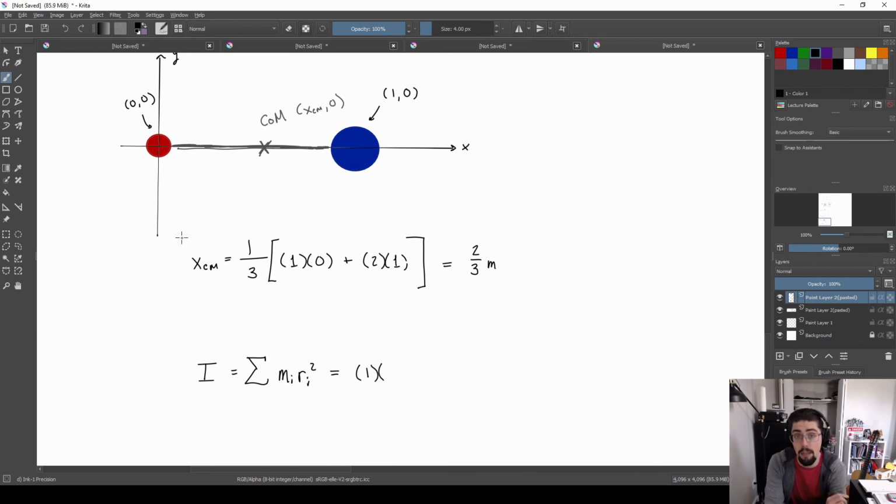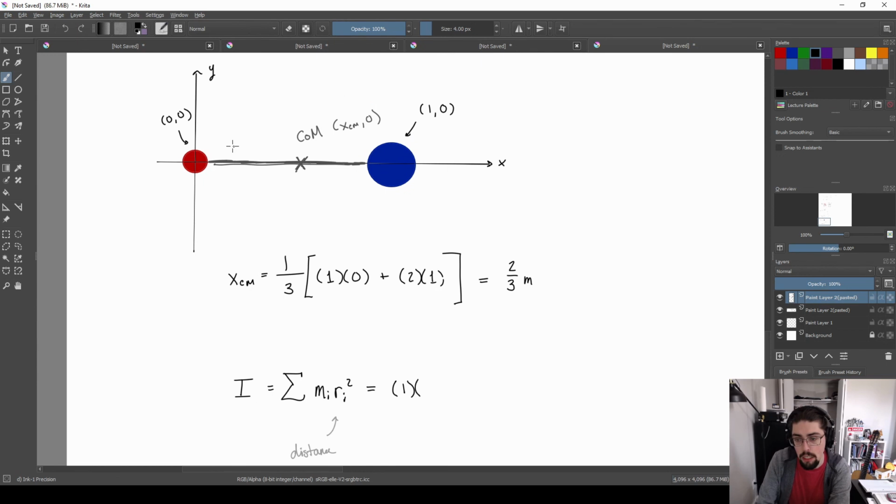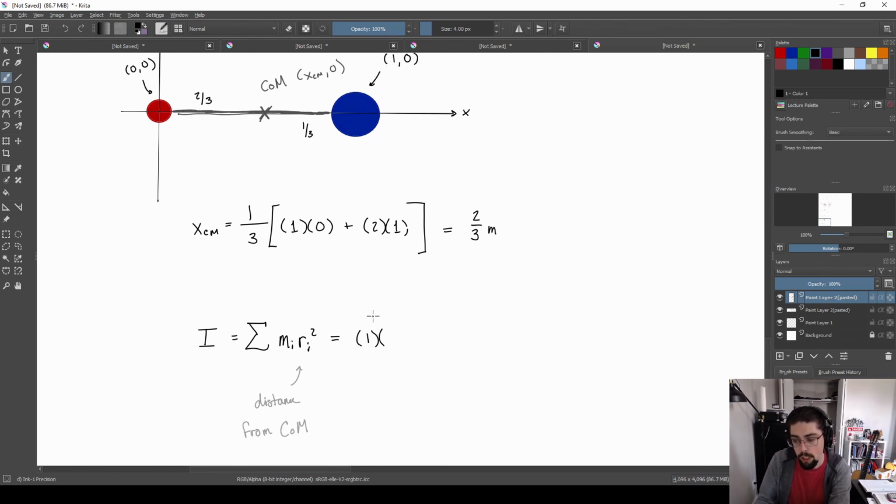This is not the same thing as the x-coordinate, right? This r value right here, we might remember, is distance from center of mass, C-O-M. So with all that stuff in mind, we're going to say, all right, well, that one surely should be 2/3 away. The blue one is going to be only 1/3 away. 2/3 squared plus 2 times 1/3 squared.